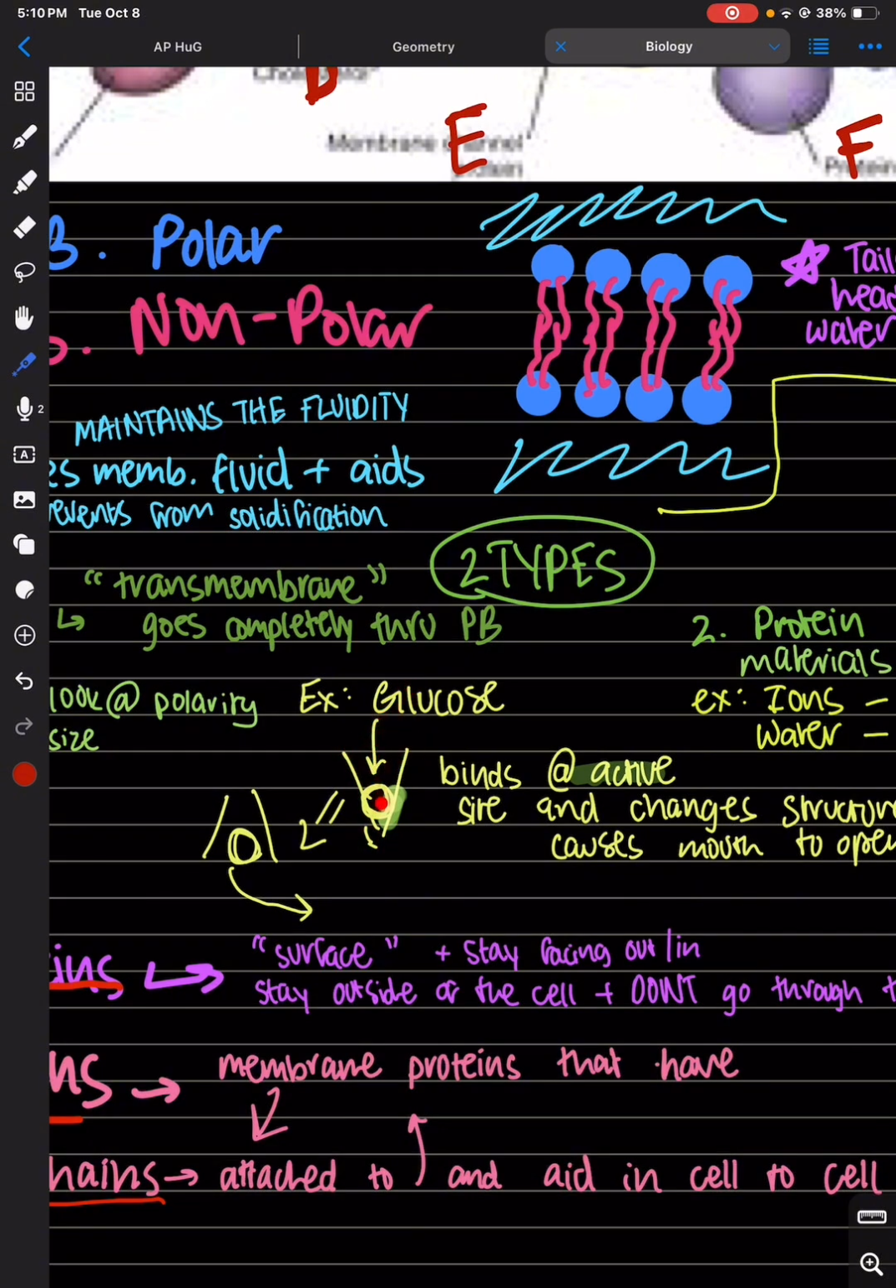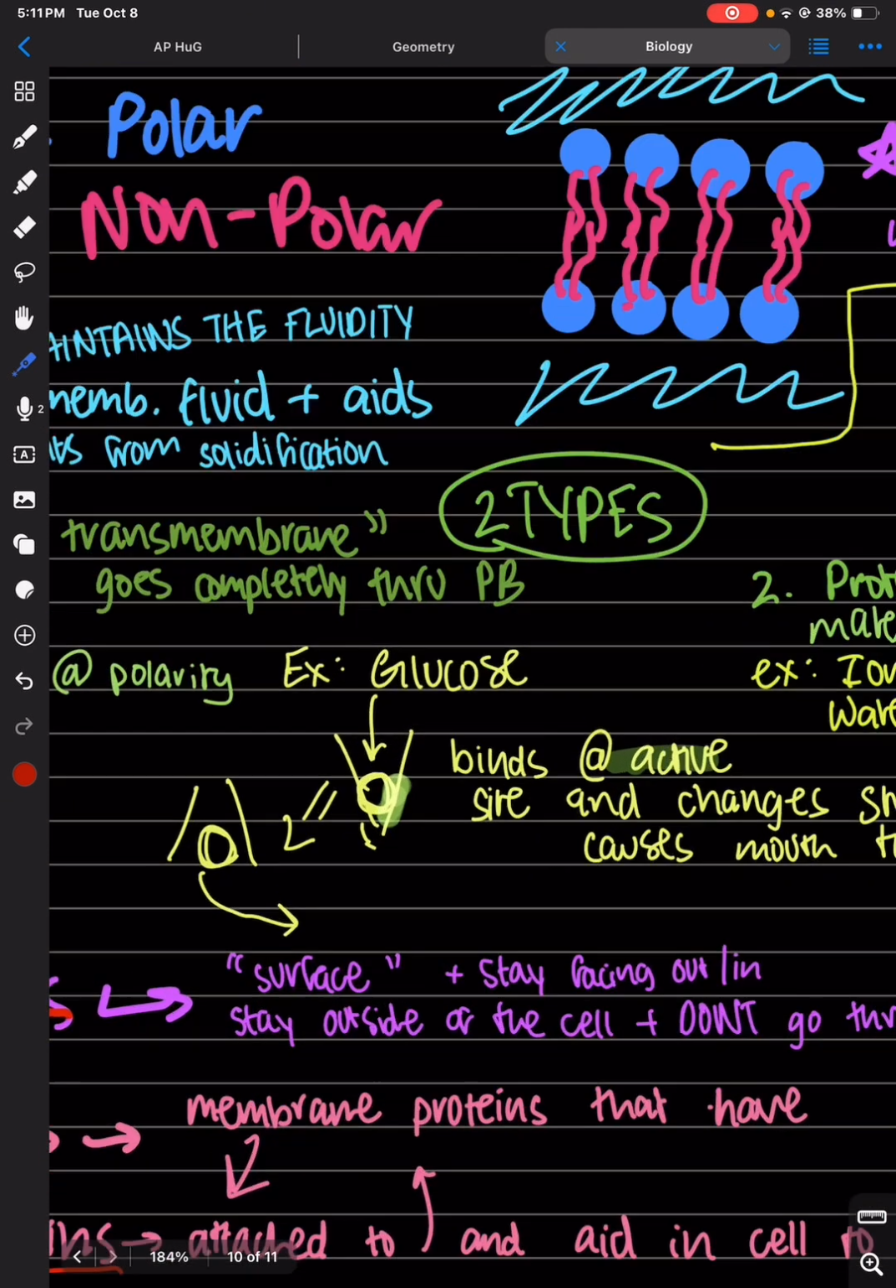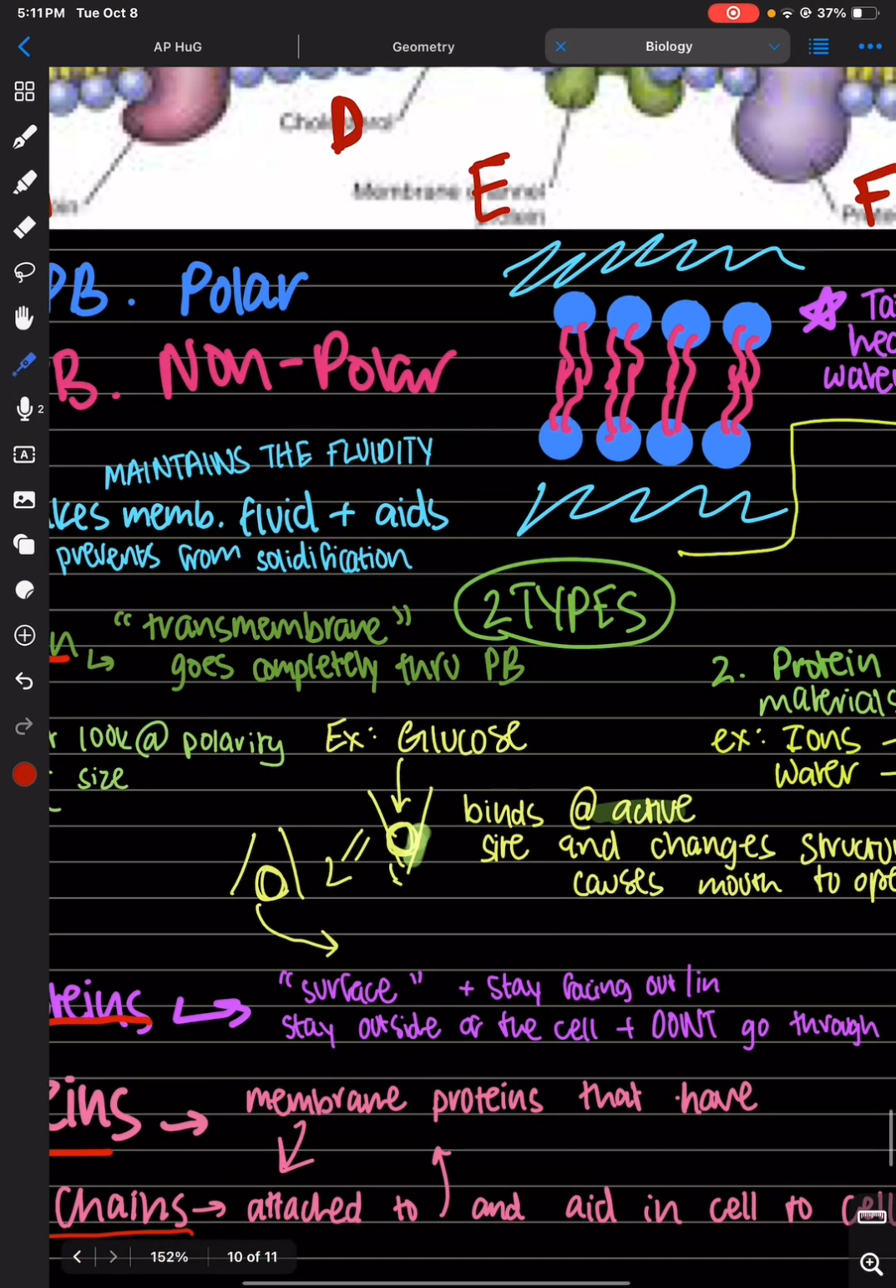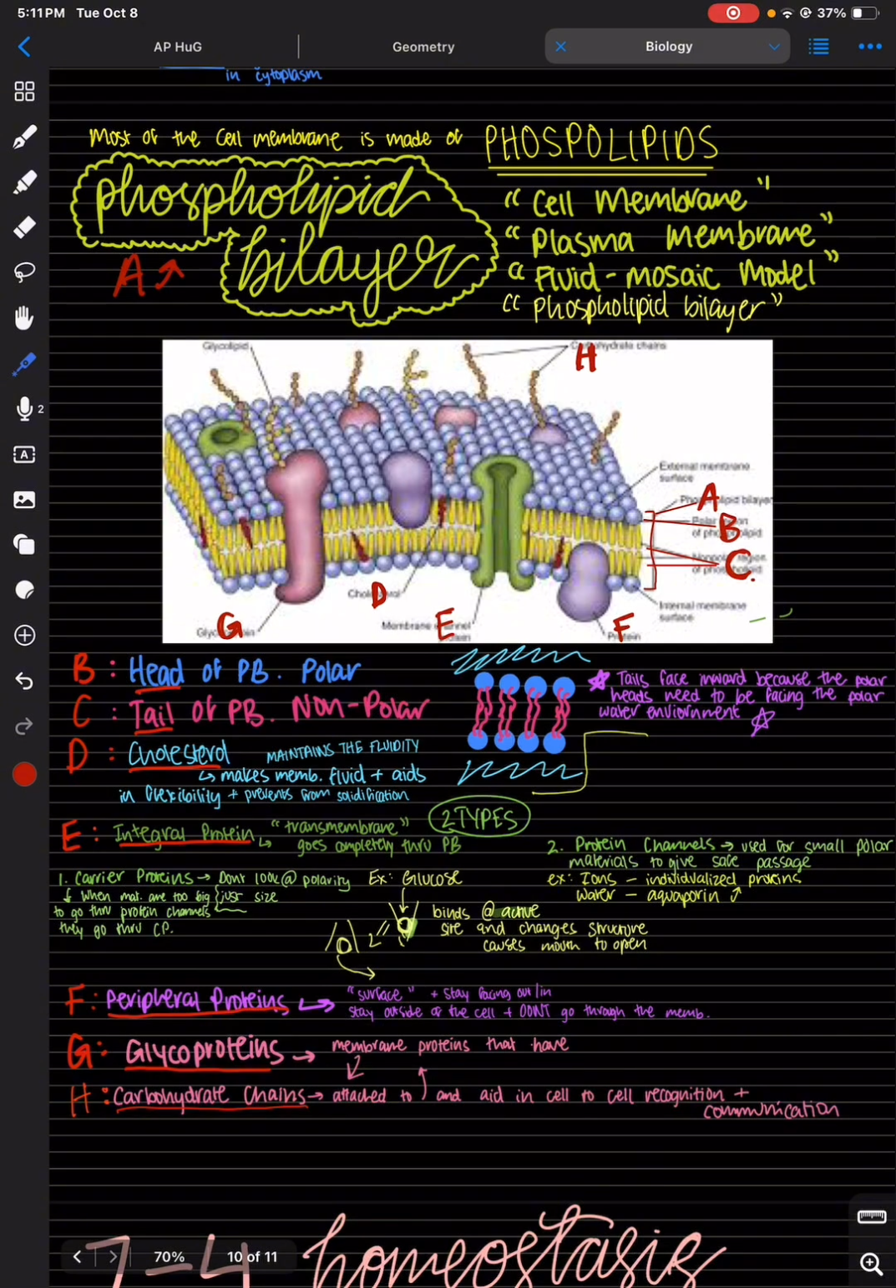The glucose goes inside. It binds right here, where I highlighted in green. This is called the active site. When it binds at the active site, it changes the structure of the carrier protein and makes it like an inverted V so that the glucose can leave from there. And that's how carrier proteins work. So the two different types of integral proteins are carrier proteins and protein channels.